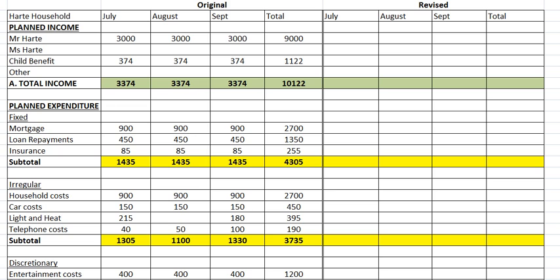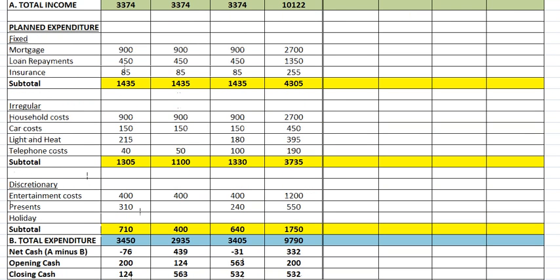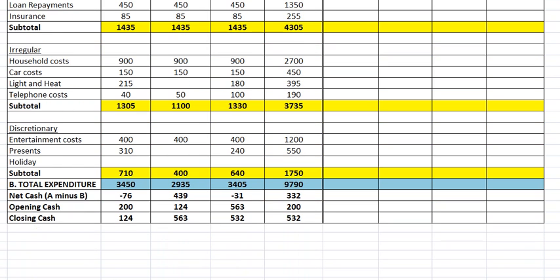So, according to the original budget, this family was planning to run a surplus at the end of the 3 months of €532, which is a positive. They started off with a surplus of 200. That was the opening cash, and they were going to increase that to 532.